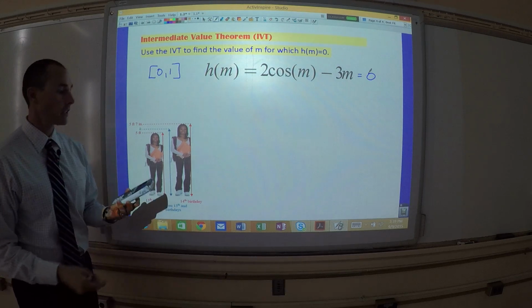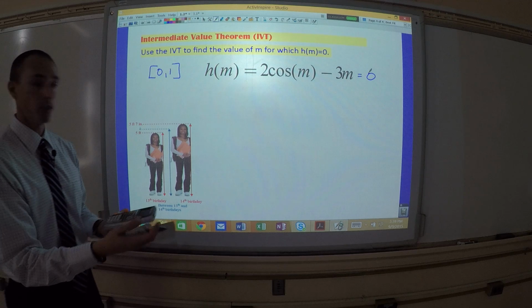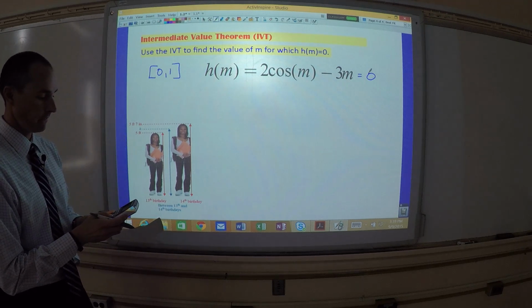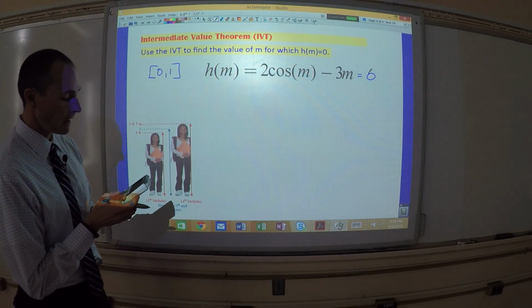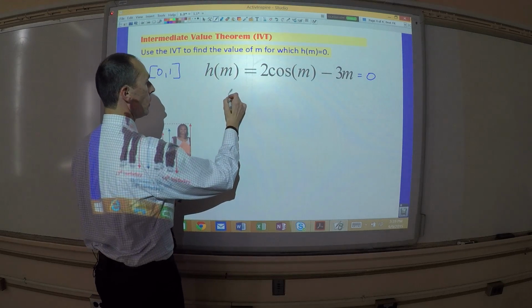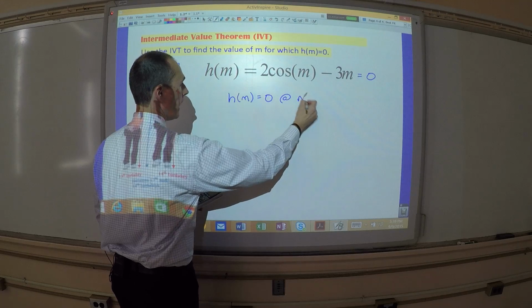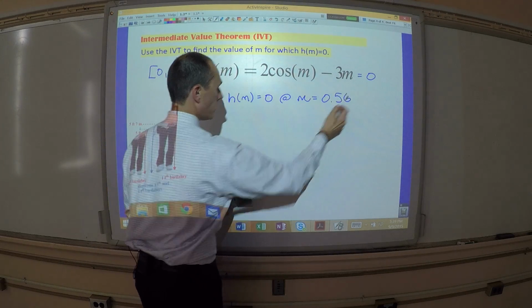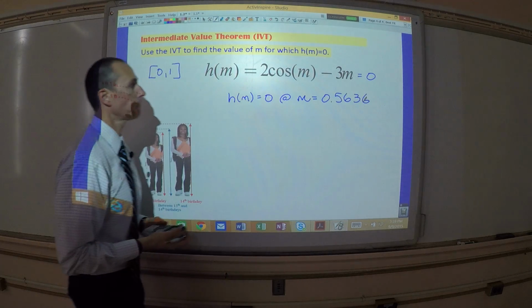Okay, I have my calculator here, so I graphed it over the interval 0 to 1. I'm really just looking for the root, the 0. So I get 0.5635. So h of m will equal 0 when m is 0.563, and then you could even go a little bit further.